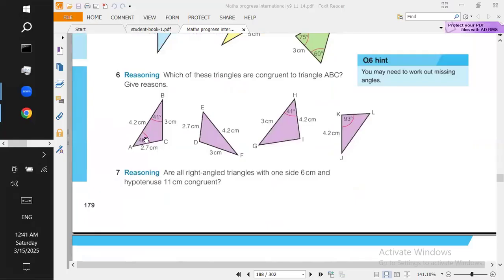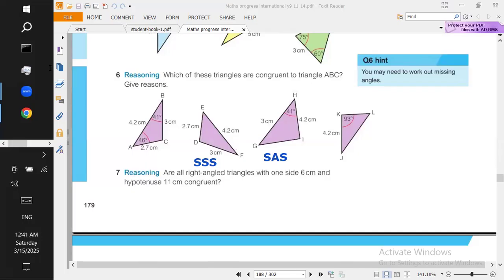Here, same idea. This is the original one. Now we want to check which one is congruent with this triangle. First, let's take a look at the first one. Here we have 2.7, we have a 3 and a 4.2. This means all the sides are the same. We can say SSS, and this means that these triangles are congruent. Now the next one, we have 3, we have 4.2, and an angle in the middle. So we can say SAS, and this means that these triangles are congruent.